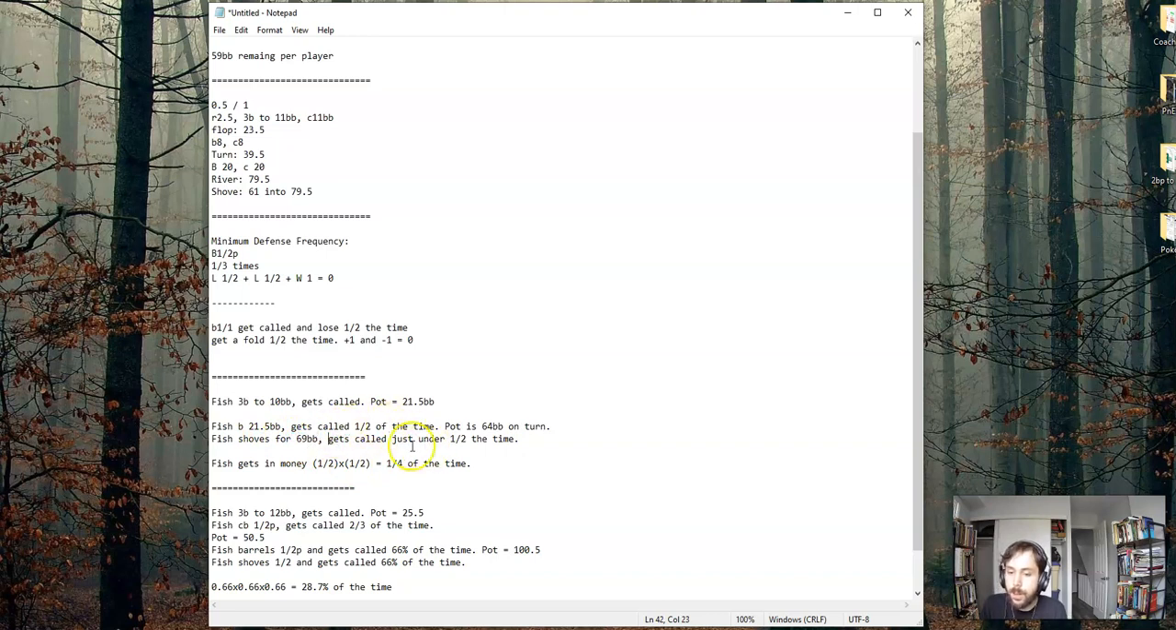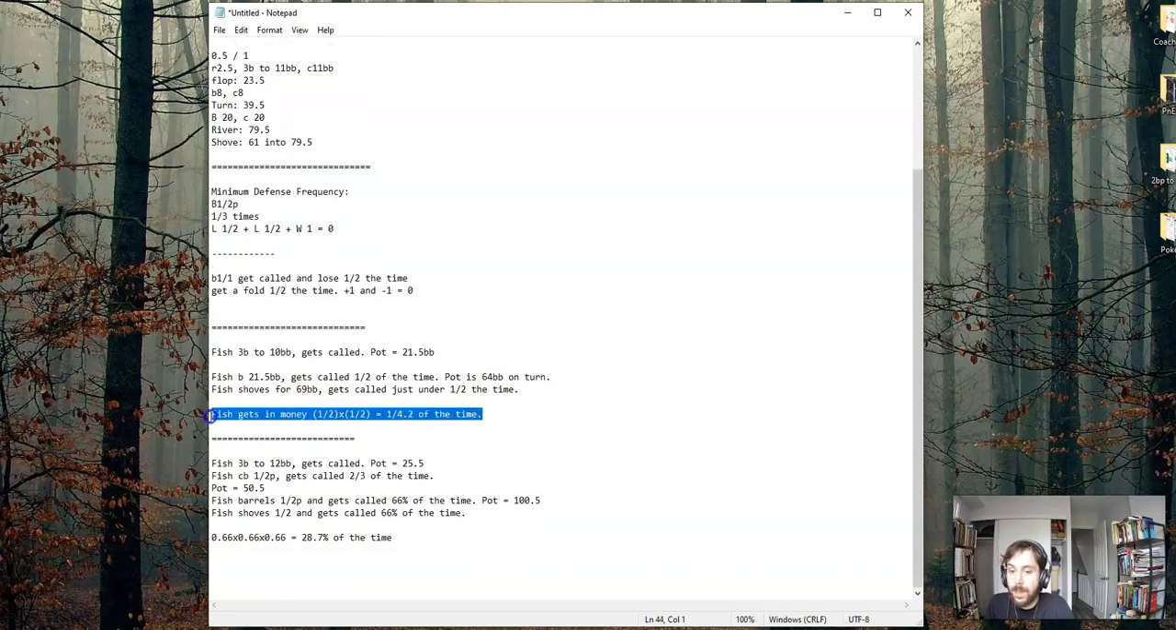So they're going to get called half the time on the flop and just under half of the time on the turn. So really, it's like 23, 24.5% of the time they're going to get called, because they get called half the time on the flop and roughly half the time on the turn. 0.5 times 0.5 is 0.25 or 1/4, right? So they're going to make 100 big blinds from their opponent one out of four times.